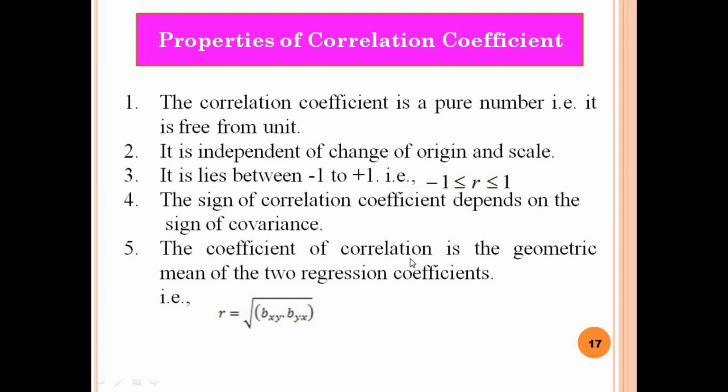The coefficient of correlation is the geometric mean of the two regression coefficients. That is, we can write correlation coefficient r equal to root over bxy into byx. bxy and byx, these two are the regression coefficients. So these are the properties of correlation coefficient.